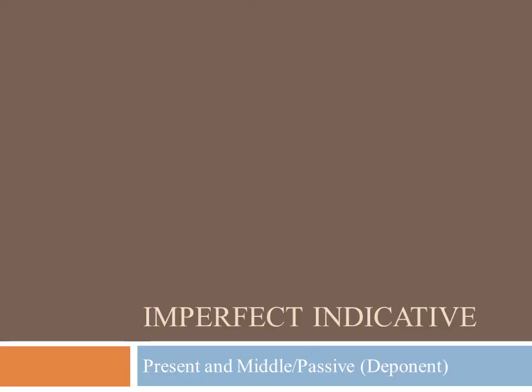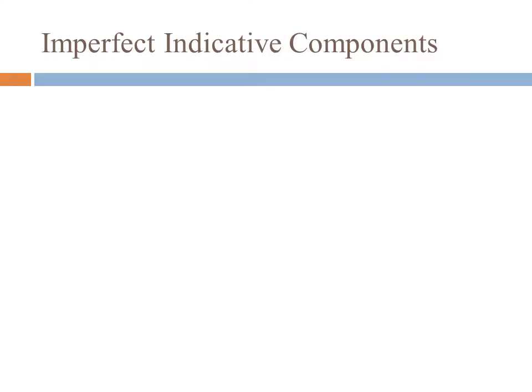Now we're going to look at the imperfect indicative. And we're going to look at both the active and the middle passive deponent. Imperfect indicative components. The time is past. This is a past tense. The stem, however, is present. Remember when I asked with the future, why in the world would we say time future, stem future? This is the reason. The time is past, but the stem this verb takes is the present stem. It's going to be identical to the present stem.